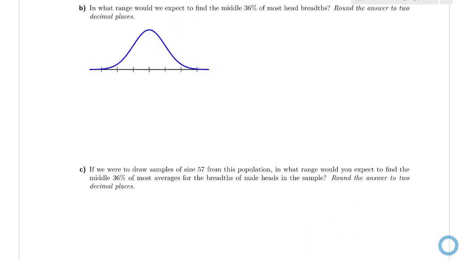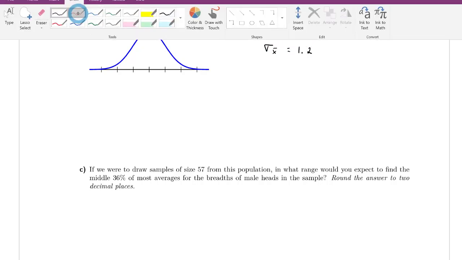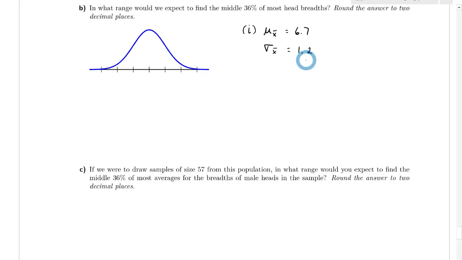Okay, so now in this example, we're going to look at in what range would we expect to find the middle 36% of most head breadths, and we'll round our answer to 2 decimals. So in this case, we have a sample mean still of 6.7, but our standard deviation here is going to be 1.2, and I want to note that it's not going to be the standard error as we know. So let's make a note here.